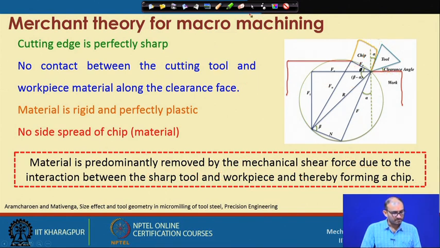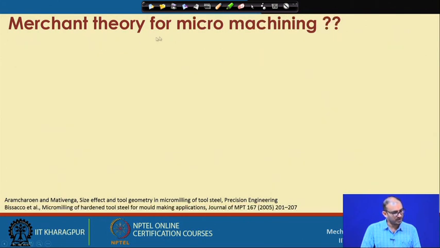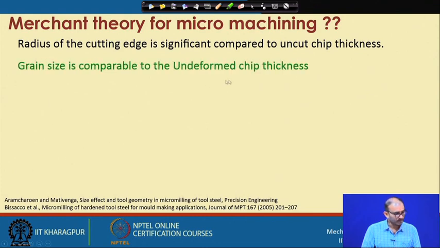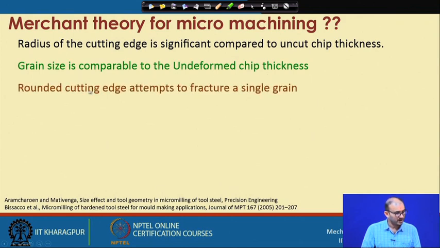Now, let us understand what is happening in micro machining. So, can we use the same theory for micro machining? Now, there are a lot of problems which are difficult to fit into the Merchant theory. First thing is the radius of the cutting edge is significant compared to the uncut chip thickness. Then the grain size is comparable to the undeformed chip thickness. Rounded cutting edge attempts to fracture a single grain. So, now let us see one by one.